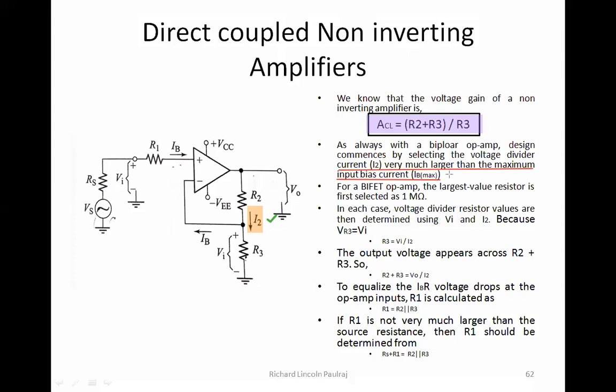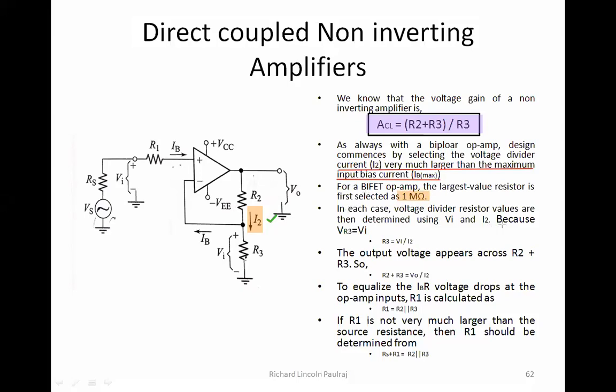Fine. For a bi-FET op-amp, the largest value resistor is first selected as 1 mega ohms. So generally what we do is, it's kind of a trial and error method. We try starting with 1 mega ohms, and then slightly we increase it to larger values. So initially we just start off with 1 mega ohms.